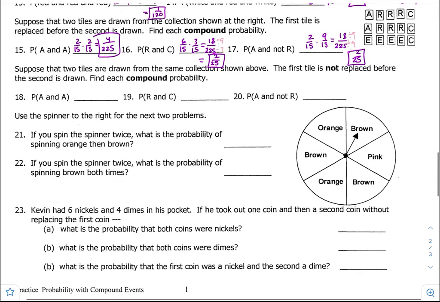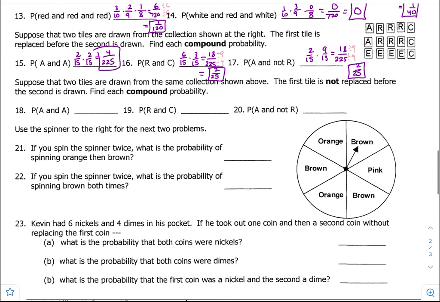Okay. 18. Suppose that 2 tiles are drawn from the same collection shown above. The first tile is not replaced before the second tile, which means you do not put the block back. So the probability of getting an A the first time is 2 out of 15. Now there's one A block gone, so the probability of getting another A block is 1 out of 14.